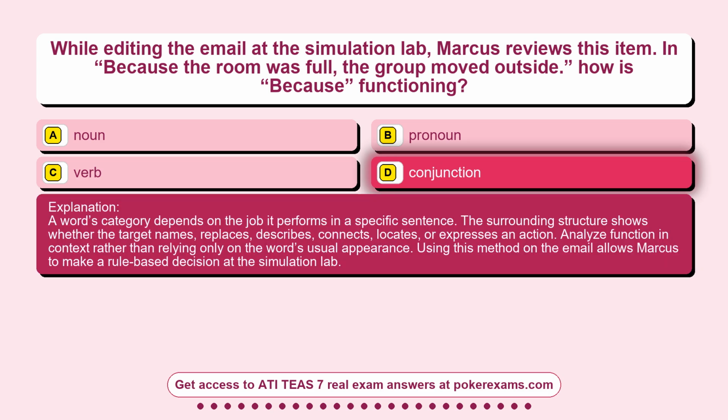A word's category depends on the job it performs in a specific sentence. The surrounding structure shows whether the target names, replaces, describes, connects, locates, or expresses an action. Analyze function in context rather than relying only on the word's usual appearance. Using this method on the email allows Marcus to make a rule-based decision at the simulation lab.